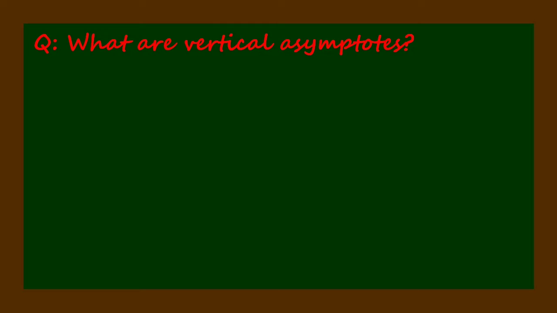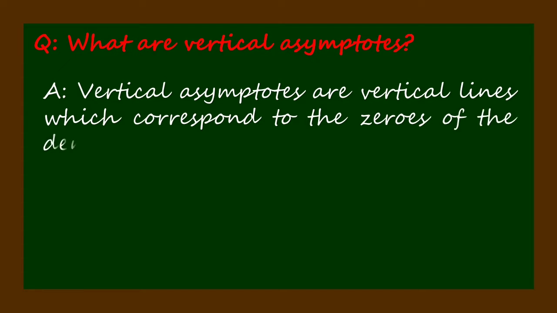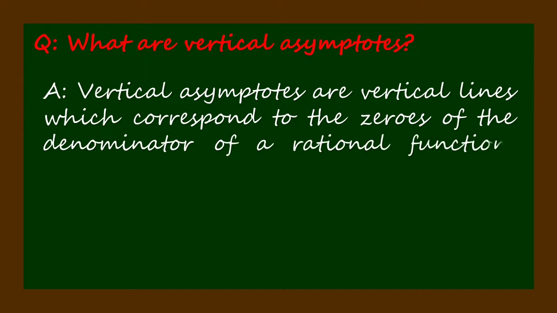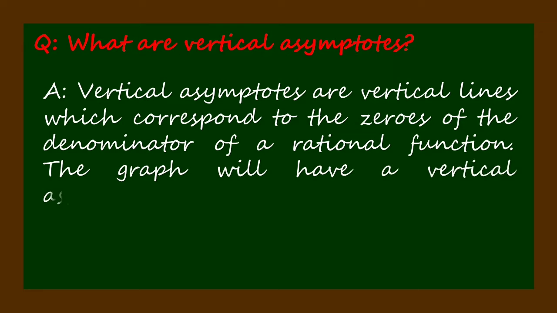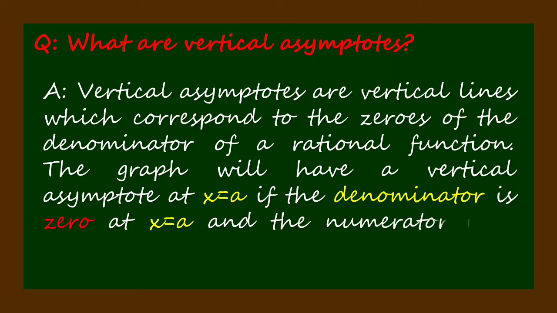What are vertical asymptotes? Vertical asymptotes are vertical lines which correspond to the zeros of the denominator of a rational function. The graph will have a vertical asymptote at x equals a, if the denominator is 0 at x equals a, and the numerator isn't 0 at x equals a.